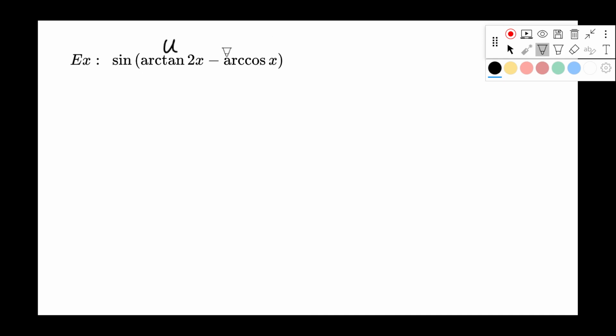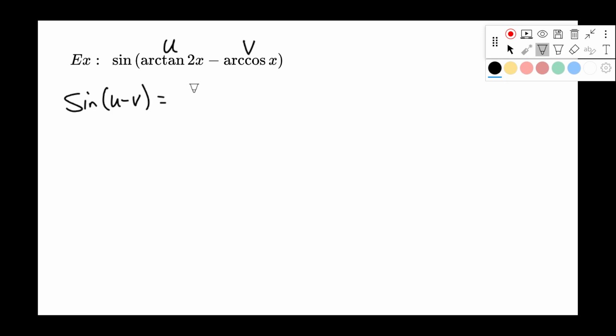Okay? And then over here, I want the arccosine of x. Again, arccosine, that's the inverse cosine of x. X is not a ratio on the unit circle. So I'm going to call this angle that I don't know V. So what I'm asking you to do is find for me the sine of U minus V.